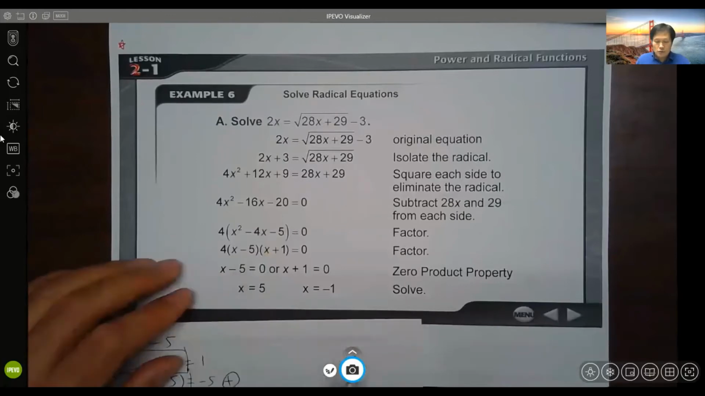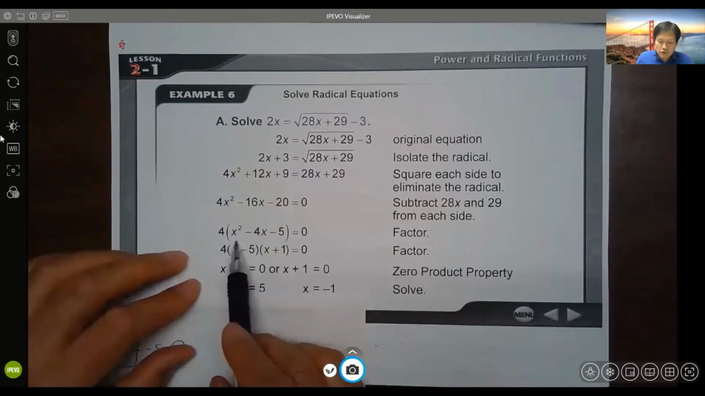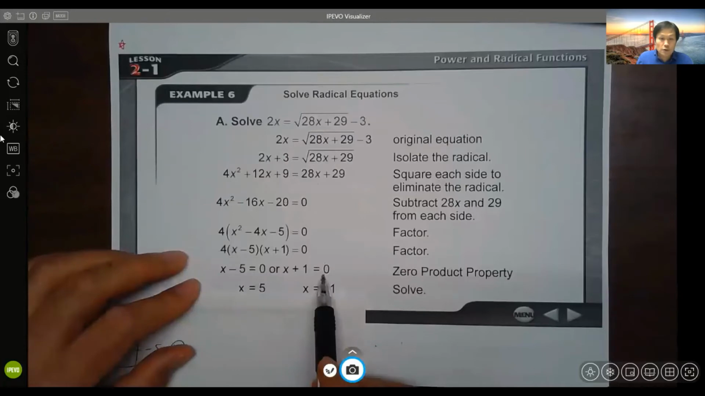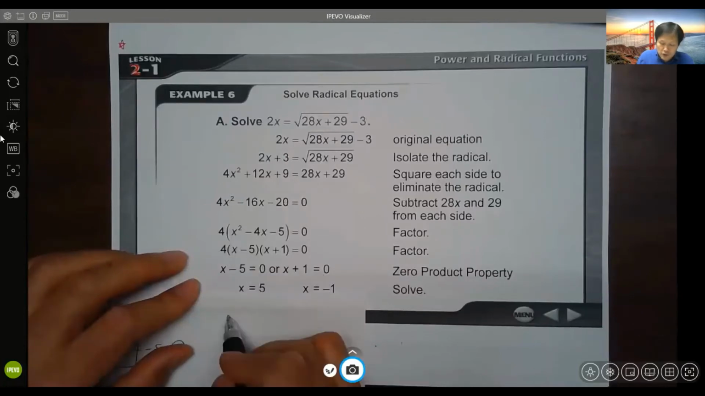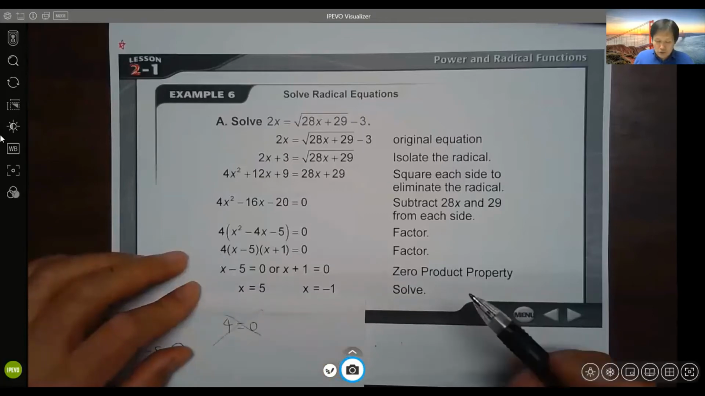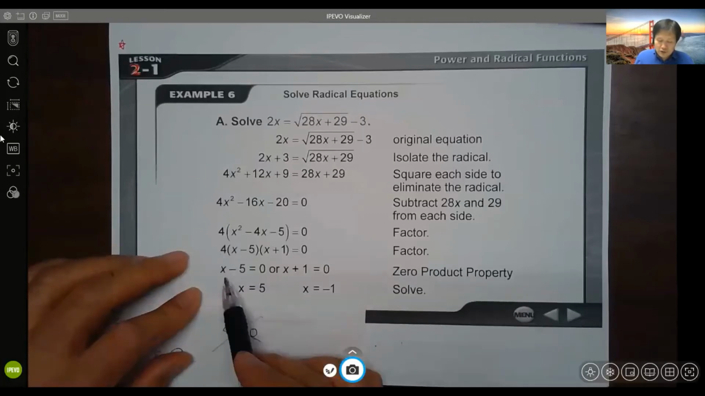So parenthesis equal to 0, parenthesis equal to 0. You can let 4 equal to 0, but 4 equal to 0 is nonsense. 4 is not going to be equal to 0. So you solve for x, you got 2 answers.